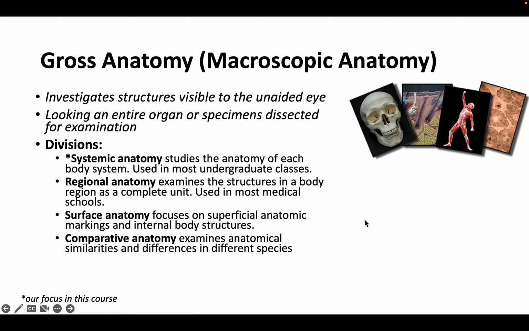And we can look at some different subcategories, or divisions. So the first division is systemic anatomy, or a systemic anatomy course, all right? So this course that you're currently enrolled in is a systemic anatomy course, meaning that we look at the individual body systems, that's where we get the term systemic, and we approach the course by learning each individual system, right? So we'll look at the integumentary system, right?